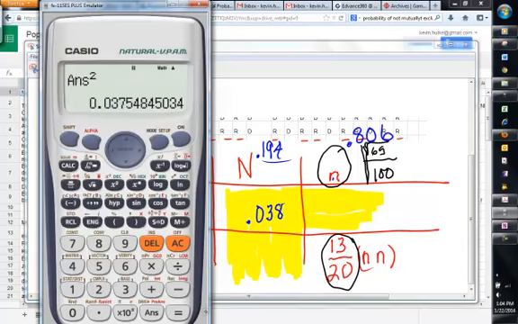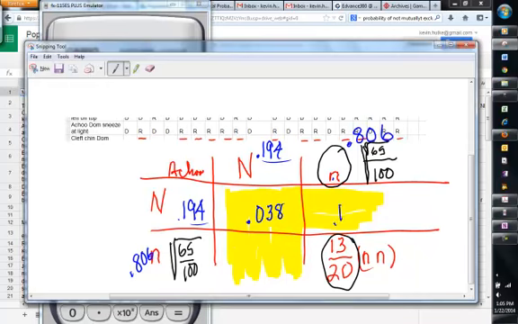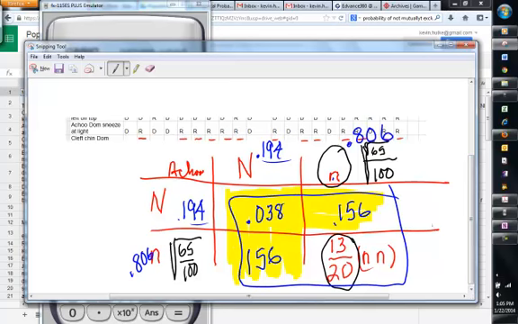Then you take this box here, which will be 0.806 times 0.194. So this is 0.156, and this is 0.156. And if you add all four of these up, you will get all the different choices. Let's go to the next one.